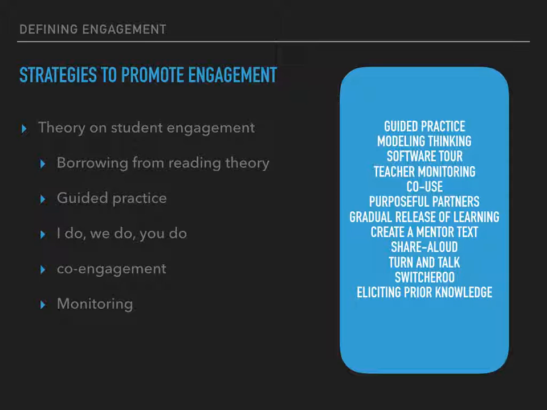Building on reading theory, there's been a tremendous amount of research done on how students learn to read effectively. It's probably one of the most researched topics in education in our history. So to borrow from that is critical because we know that research is sound, right? We know that theory is sound. So the 4 strategies that were identified, the first was guided practice.